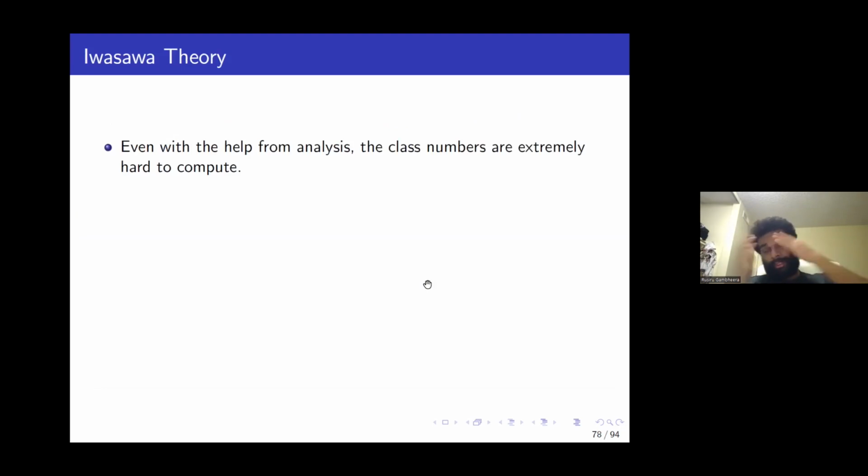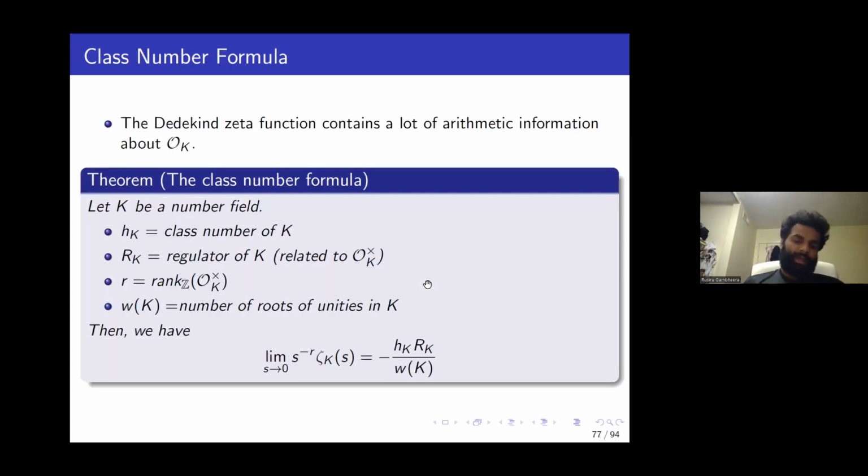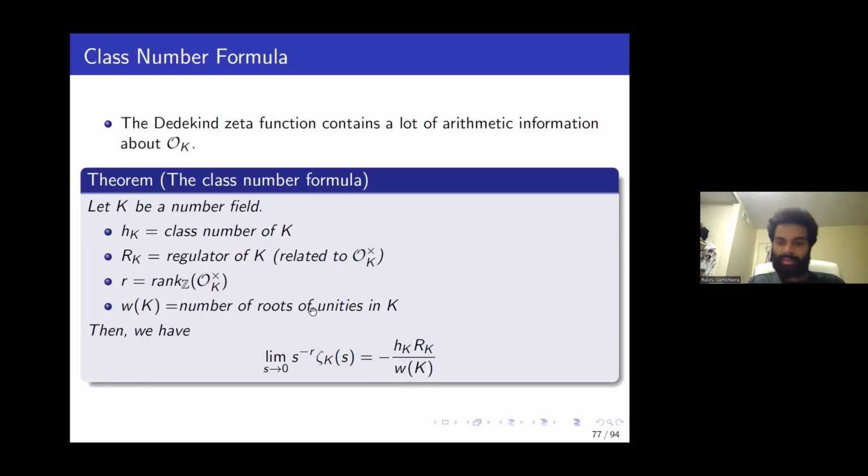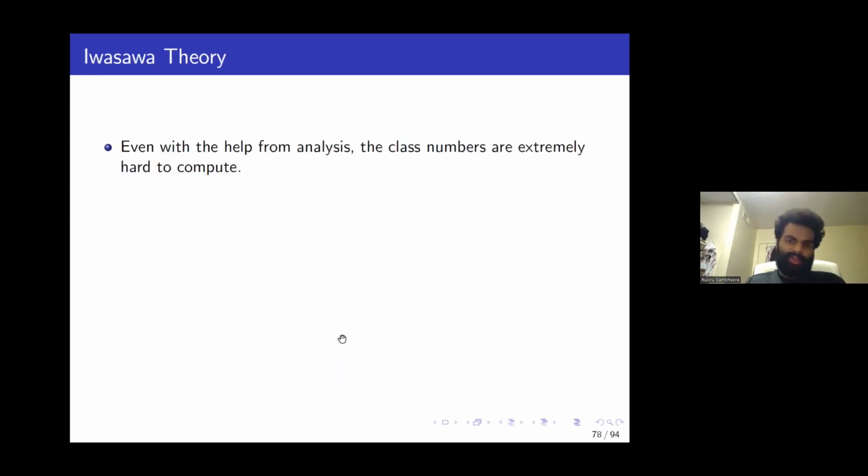So this is the second part of the title of the talk, Iwasawa theory, right? Let me tell you what we do in Iwasawa theory. So class number formula is great. There's no doubt about that. But even with the help of this analysis, class numbers are still extremely hard to compute because this regulator is giving a lot of noise, which stops us from knowing class numbers most of the time. That's one of the reasons, among others, that it's very hard to compute if you look at each individual number field.